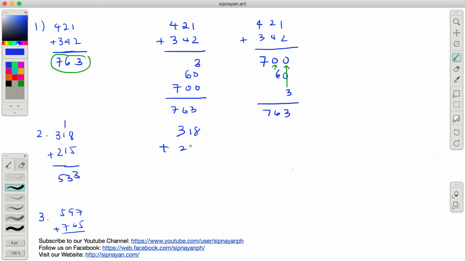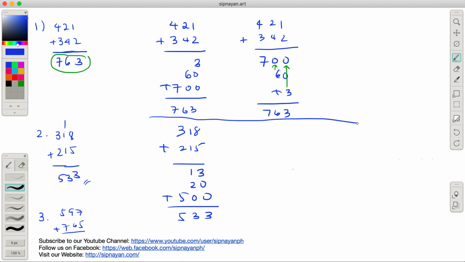Pag ginamit naman natin itong dalawang methods na to, we have 318 plus 215. By the way, this is addition. We have 5 plus 8 is 13. So, susulat lang natin, hindi tayo mag-carry. And then 1 plus 1 means 10 plus 10, di ba? Kasi nasa 10s digit tayo. So, this is 20. 10 plus 10 is 20. And then 300 plus 200 is 500. Meaning we have 533, which is the same as the answer here. No?